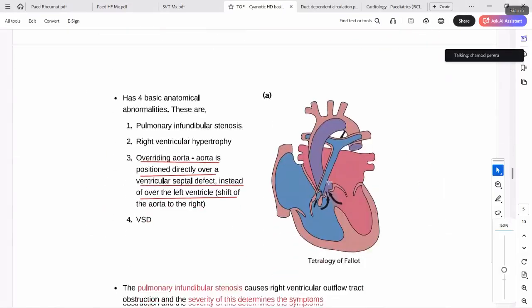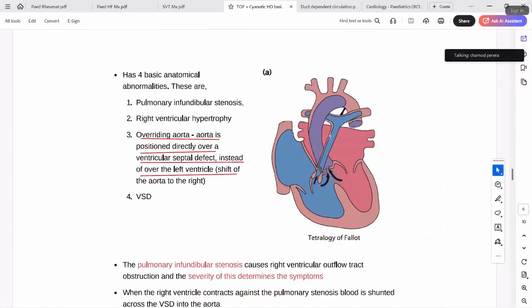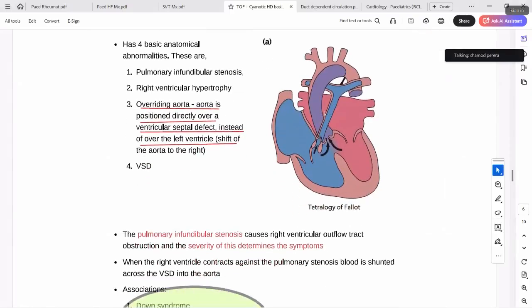Right. So there are 4 anatomical abnormalities in tetralogy of Fallot. The main abnormality is the pulmonary stenosis. This is the main abnormality. So this pulmonary stenosis is not at the level of the valves. It is at the level of the infundibulum, right? A little bit below the valves, right?